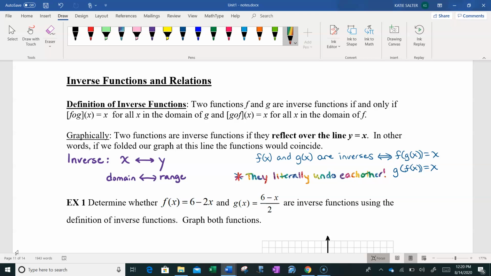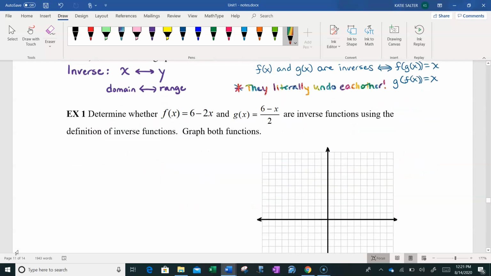All right, the whole idea of an inverse is what one function has, the other has the inverse of that. So what is x on one function is y on the other, and what is y on the first function is x on the other. So the domain and range switch, and you're going to see that as we go through our lesson. Graphically, how we can tell if two functions are inverse functions is they'll reflect over the line y equals x.